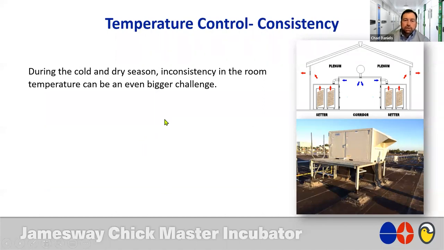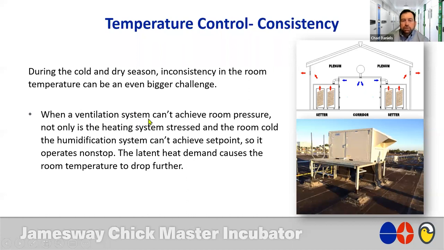So during cold and dry season, inconsistency in room temperature can be an even bigger challenge. When that ventilation system can't achieve room pressure, not only is the heating system stressed and the room cold, the humidification system can't achieve set point either. As you remember from looking at our chart before, we're now supplying the room with 18% relative humidity. So the humidification system operates nonstop. The latent heat demand causes the room temperature to drop even further. So it's really critical when you enter these seasonal changes and extreme conditions to try to manage the doors.